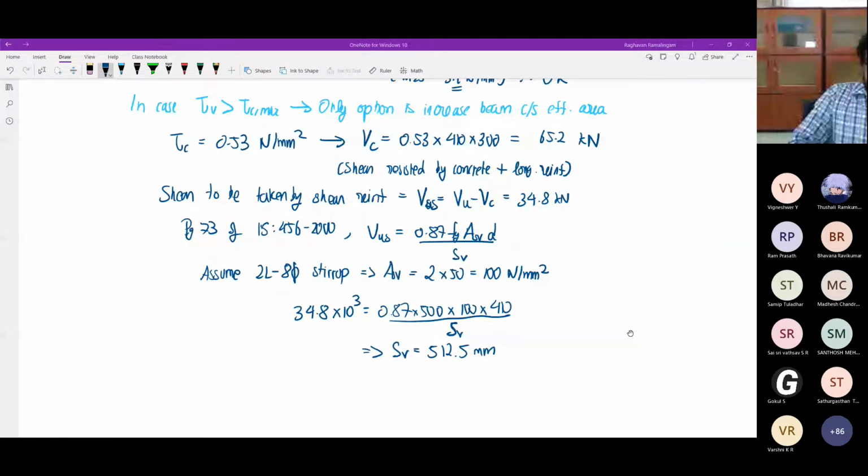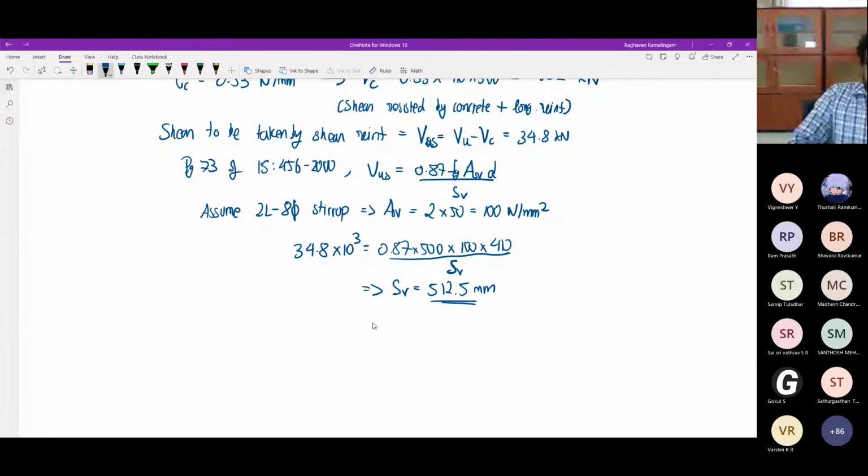See what happened is, the shear which we assumed is less. It's still a bit less. It's high enough for us to require some stirrups. We still require some stirrups, but it's still not very high. It's still only about 35 kilonewtons. So when you calculate the spacing, it is coming as 512.5.